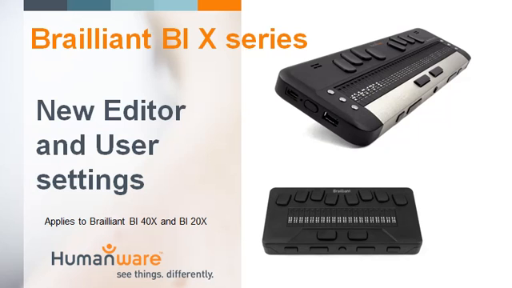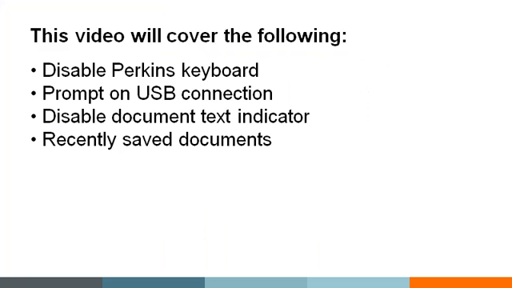We're going to talk quickly about a couple of new user settings and a couple of new settings in the keypad editor that will increase your productivity. We're going to be looking at a setting to disable the Perkins keyboard, a prompt on USB connection, as well as disabling document indicators and a new recently saved option. So I'm going to show you how to find those.